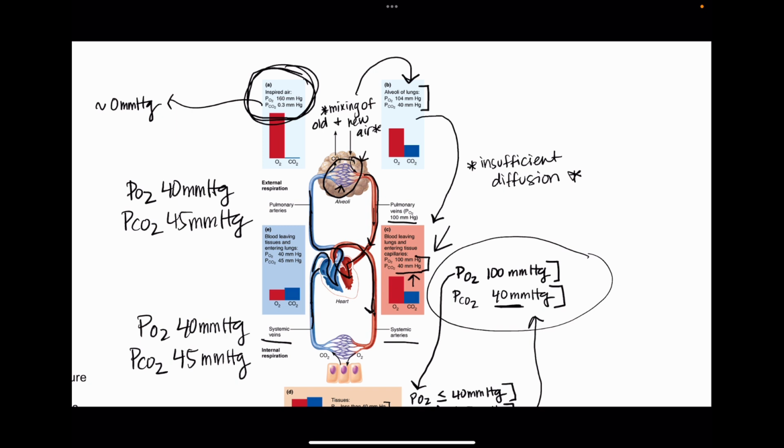So if I pointed to one of these sacs and asked you, PO2 would be 104. So if it's at the top right hand corner, alveoli of the lungs, that'll be 104, and the PCO2 will be 40. So you have to memorize those sets of partial pressures throughout that cycle. Any questions about that? So the pulmonary arteries, they're also at the 100?